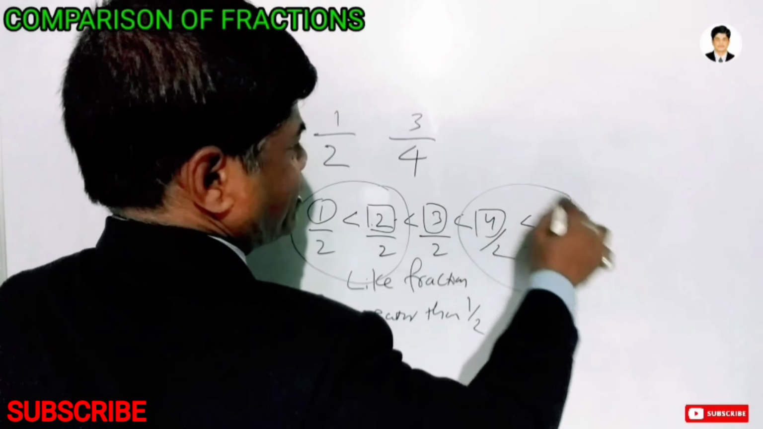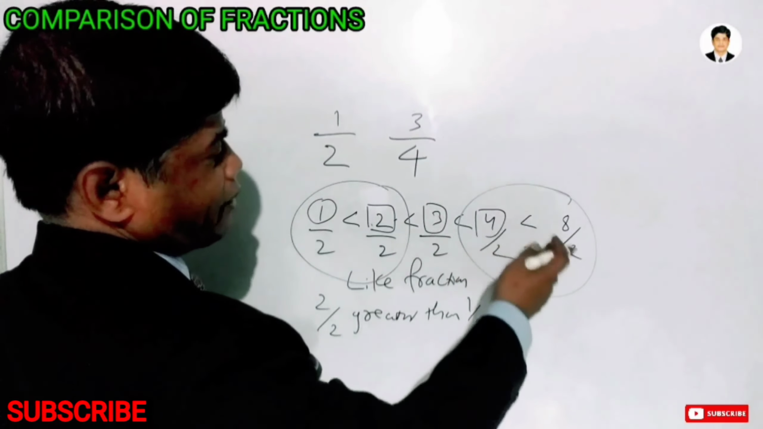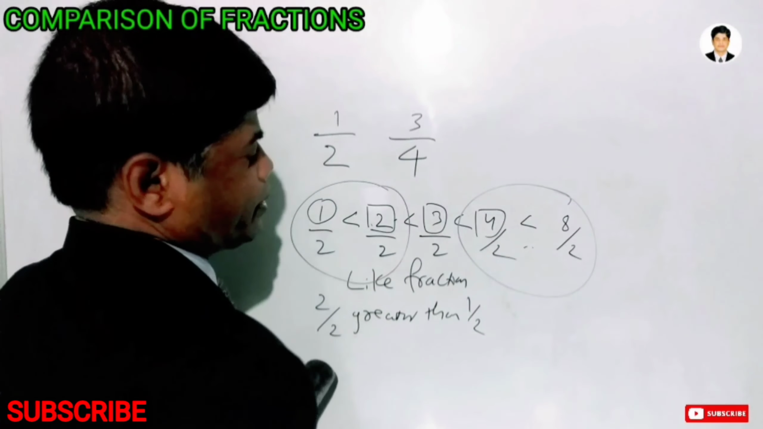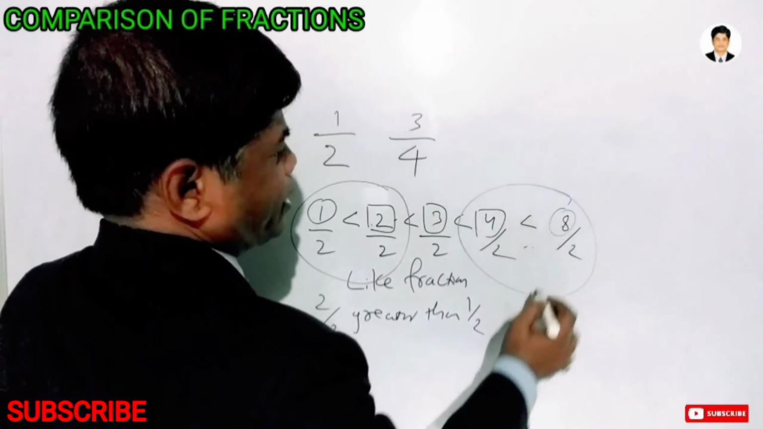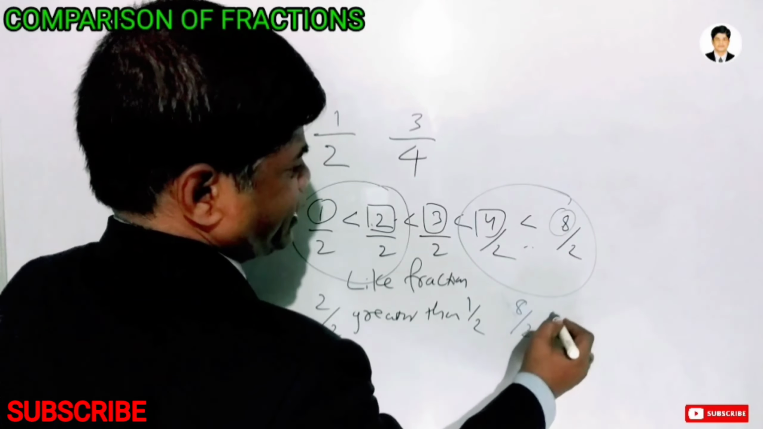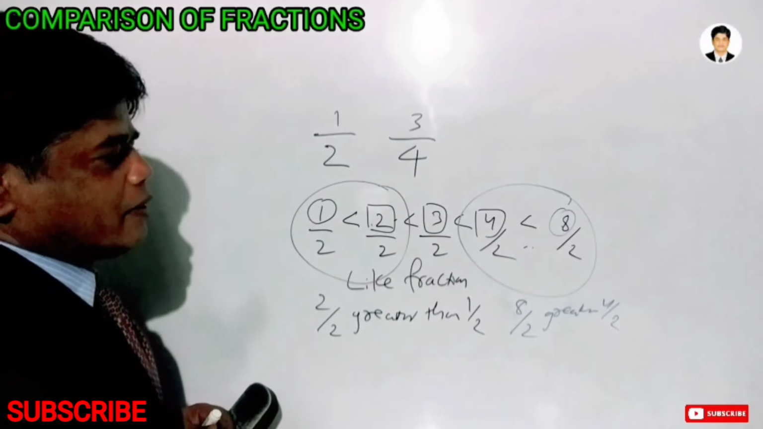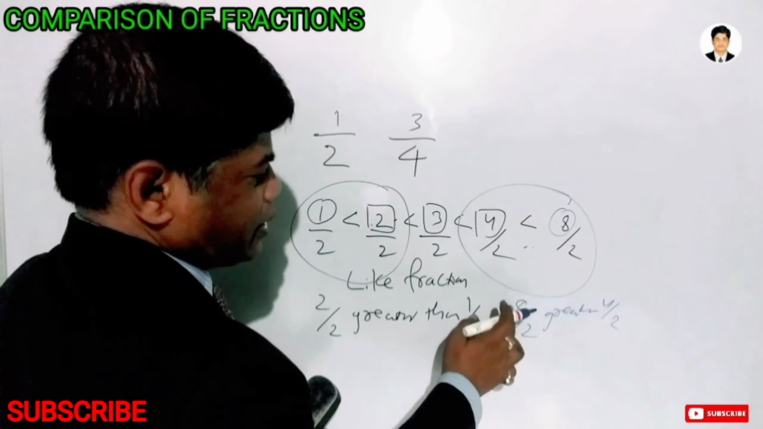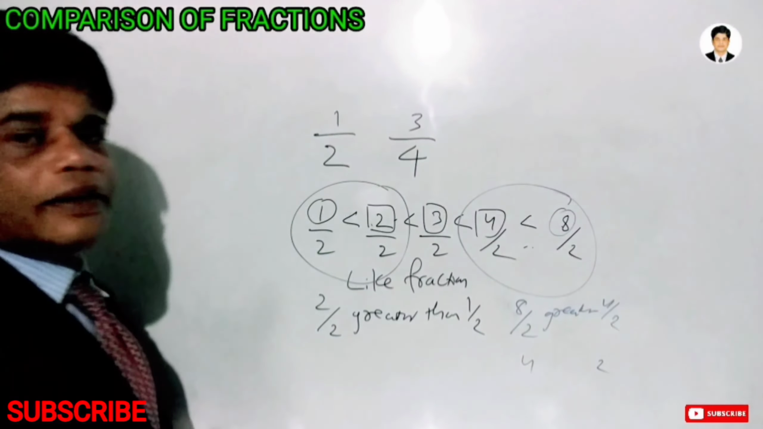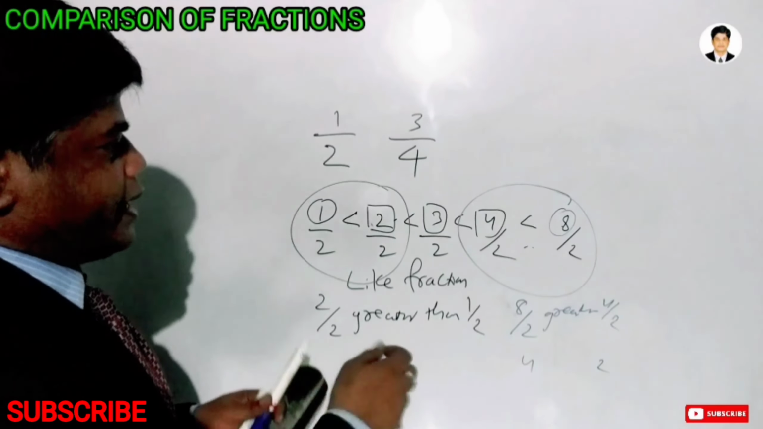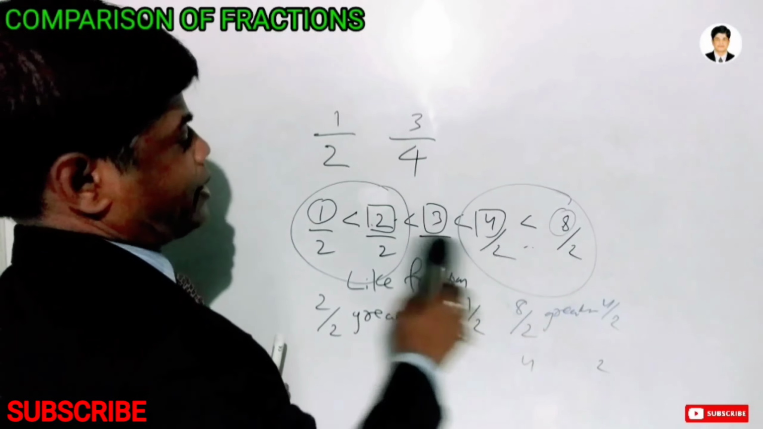In this case the denominator is the same, so these are like fractions. Now no need to worry about the bottom denominator. Now you see 4 is lesser than 8, so 8 is bigger. So 8 by 2 is greater than 4 by 2. How can you check? You divide 8 by 2, it will come 4. Divide 4 by 2, it will come 2. Definitely 4 is greater than 2. It is very simple. Like this, you have to compare when the denominator is the same.